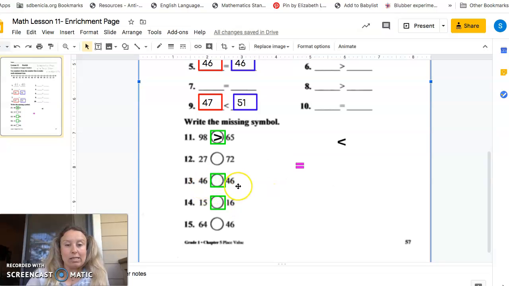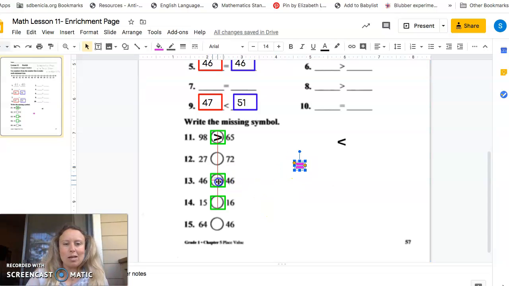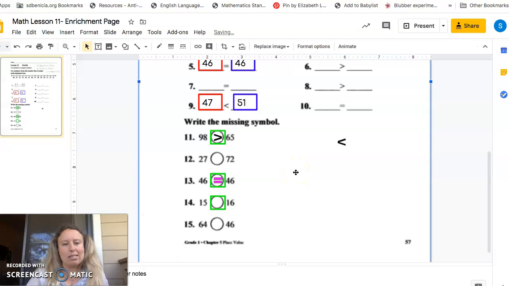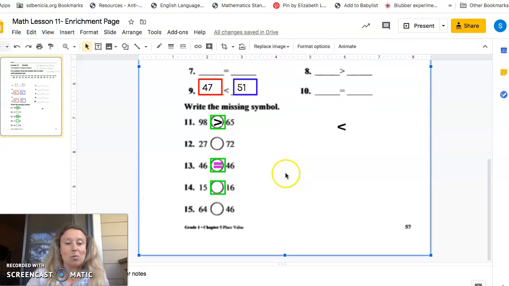Now let's look at 46 and 46. Are either of them bigger or smaller, or no? They're equal to. So then I take my equal to sign and I put that in the center. And now let's do this last one. Which one is bigger, 15 or 16?